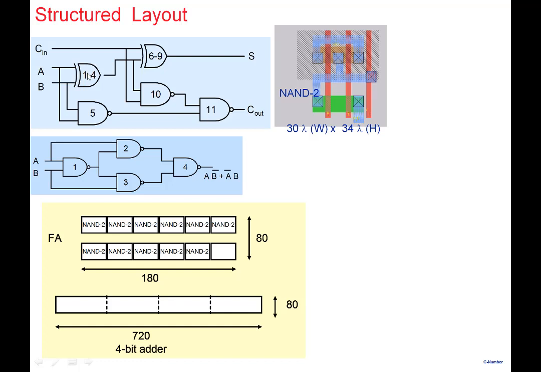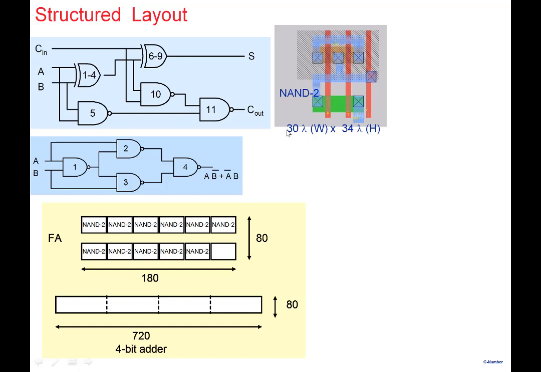But to make things simple and regular, what we do is we arrange rows of NAND gates here. Note that there are 11 of them, and I can have two rows of NAND gates, six of them here, and another five here. We can leave an empty cell also. That's not a problem. This empty cell could be anywhere in between.